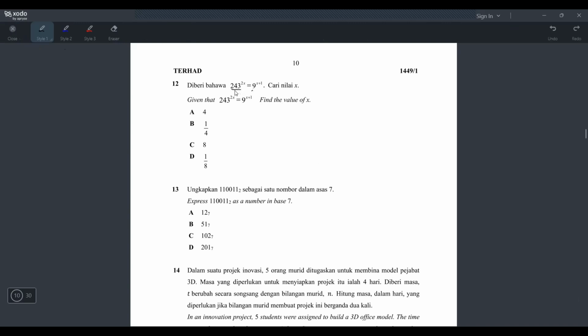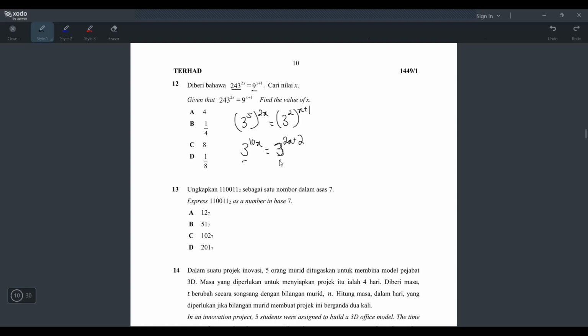243 and 9, can I change to the same base? Yes. 243 can change to 3 power 5. If you press the calculator, you'll get 3 power 5. 9 can also change to base 3, 3 power 2. But don't forget, there's still x plus 1. That's why I have to write a bracket and write the x plus 1 outside. And tell me now, what is 5 times 2x? 10x. Remember, if it's like this, 3 power 5 power 2x, the power here you have to multiply, not add. Same here, you have to multiply. So what is 2 times x plus 1? It will be 2x plus 2.